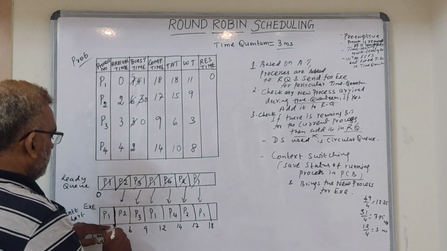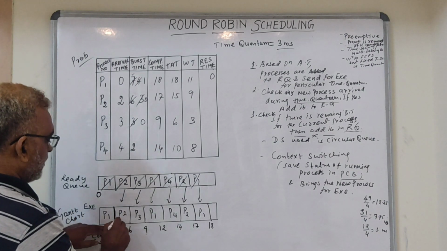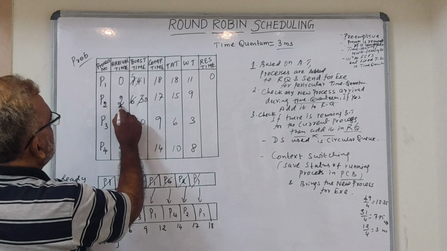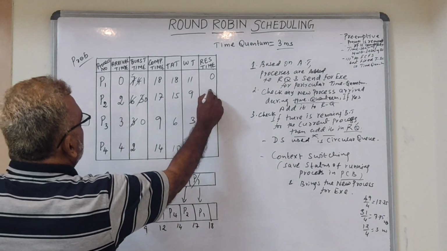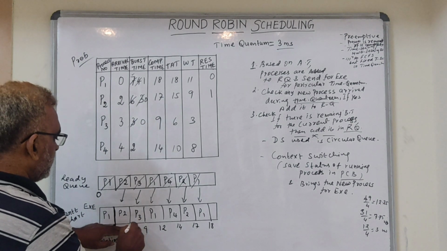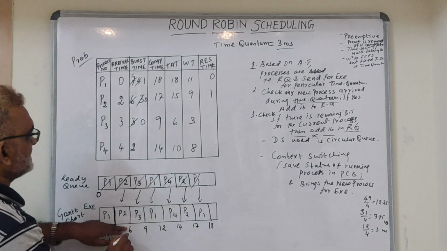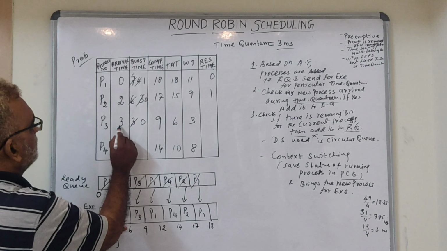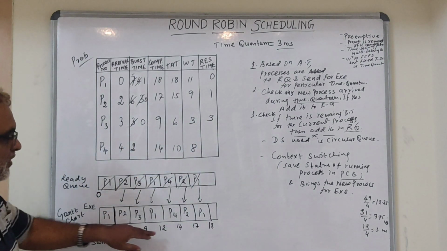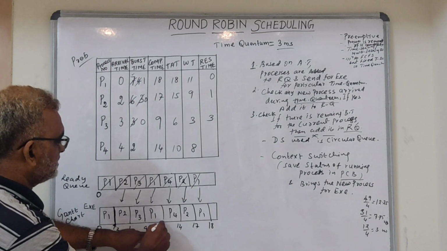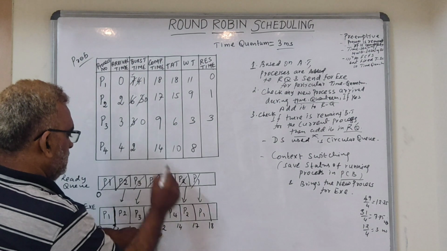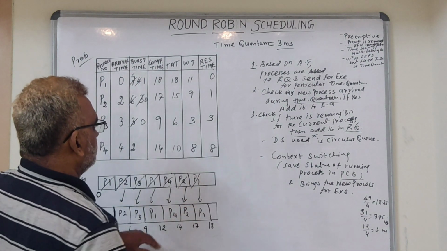Similarly, the starting time of process 2 is 3. 3 minus 2 is 1. What about process 3? The starting time of process 3 is 6. 6 minus 3 is 3. Similarly, for P4 the starting time is 12. So 12 minus 4 is 8.